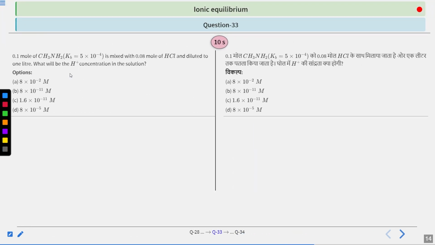Next question. 0.1 mole of CH3NH2, whose Kb is 5 into 10 to the power minus 4, is mixed with 0.08 mole of HCl and diluted to 1 liter. What will be the H plus concentration in the solution? Options are A, 8 into 10 to the power minus 2 molar, B, 8 into 10 to the power minus 11 molar, C, 1.6 into 10 to the power minus 11 molar, and D, 8 into 10 to the power minus 5 molar. Your time to solve this question starts now.